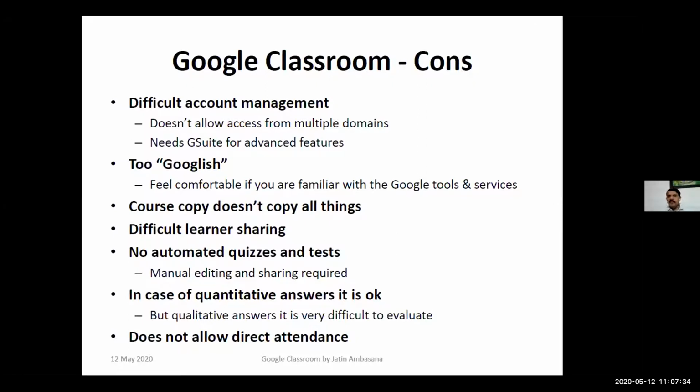This was one of the points discussed with all my colleagues: in case of quantitative answers it is okay, but if you want to assess qualitative answers, then it is difficult to evaluate. For example, if you want to evaluate the engineering drawing sheets submitted by students, it is very difficult, because it requires a very particular level of zooming in. I'm not saying it's not possible, but it's difficult to evaluate online in Google Classroom.